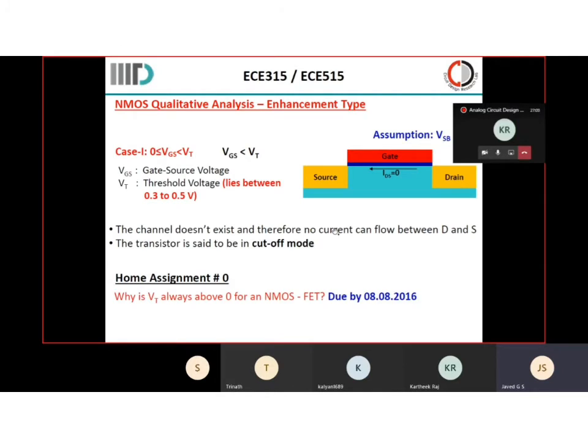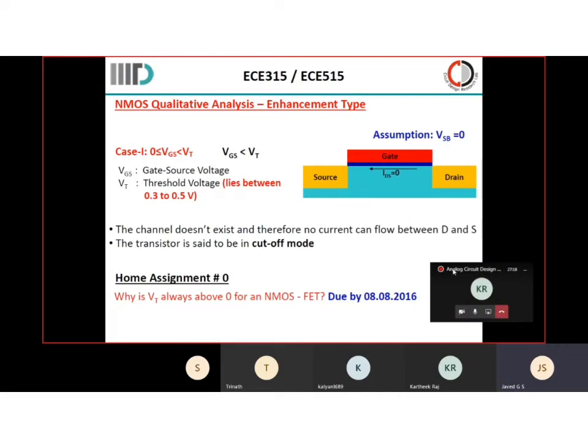So now let us look at the case where your VGS is between 0 and VT. So your VGS is less than VT. What happens? We'll have a fundamental assumption that VSB is 0, so the source to bulk value will be 0. Now let the threshold value be anywhere between 0.3 to 0.5, which is typical of all the process technologies right now.